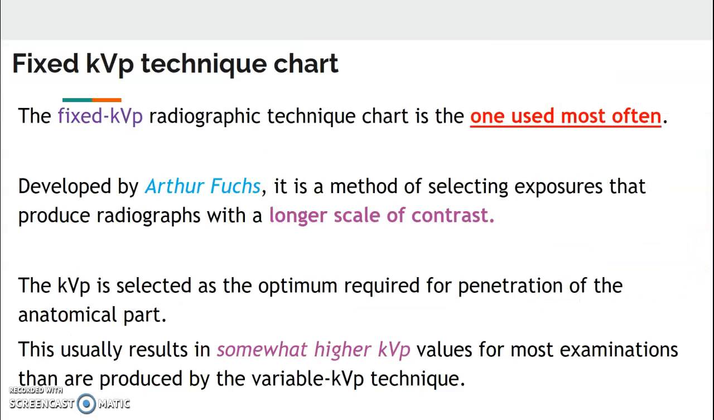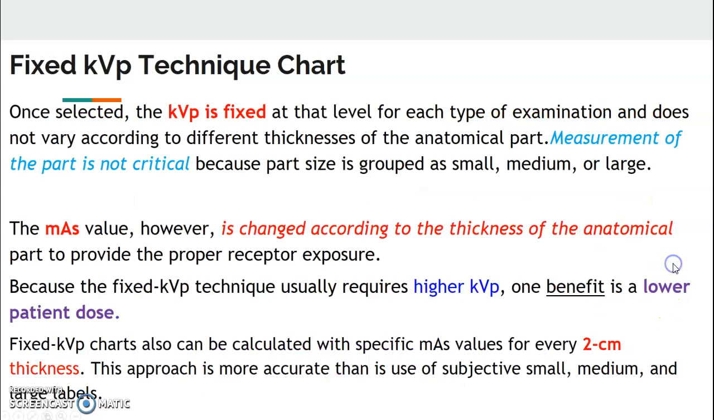The fixed kVp technique chart is easier to understand, right? It's fixed kVp, it's in the name. It's the one that's used most often, developed by Arthur Fuchs, and this one is long scale of contrast. It usually results in somewhat higher kVp values. The kVp is fixed, obviously, but the measurement of the part is not as critical. And on this one, the mAs value is the one that changes. So it's changing according to the thickness of the anatomical part.